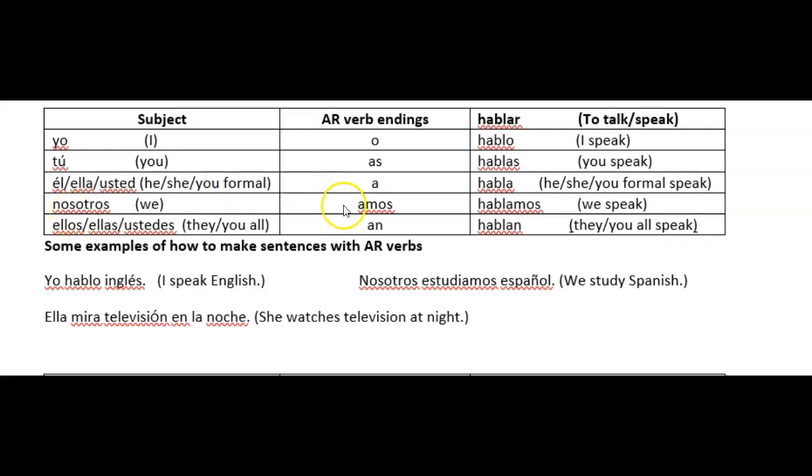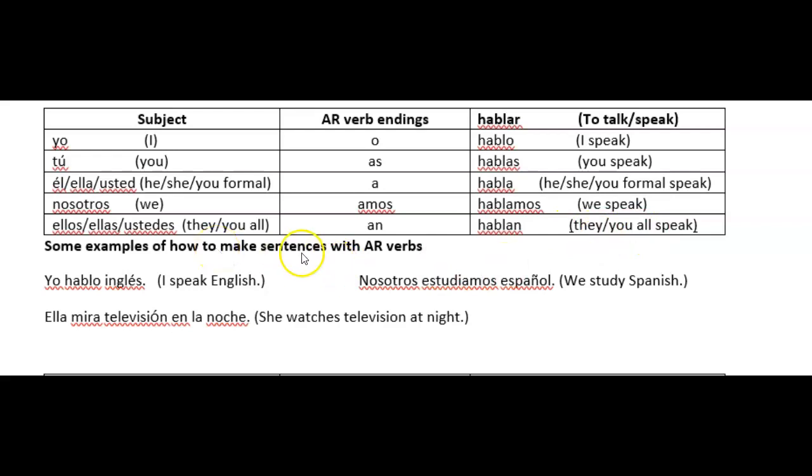Nosotros changes to amos, so nosotros hablamos. And then finally, ellos, ellas, ustedes changes to AN. So take off the AR, add the AN. Hablan, they speak, you all speak.